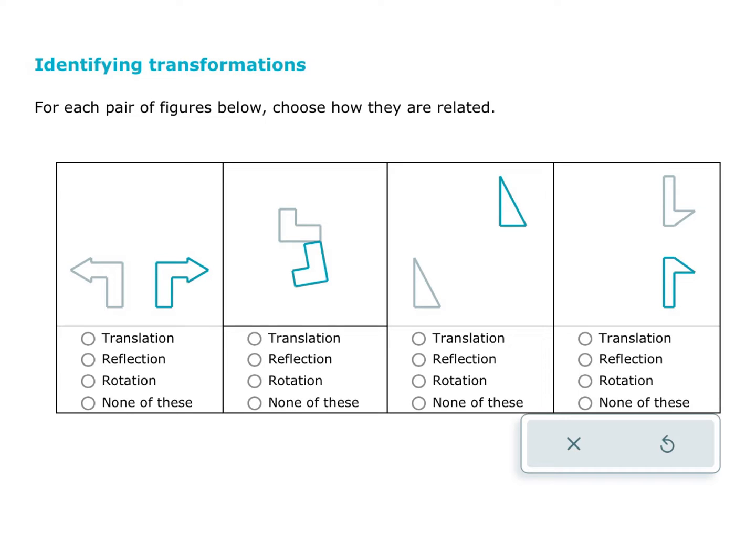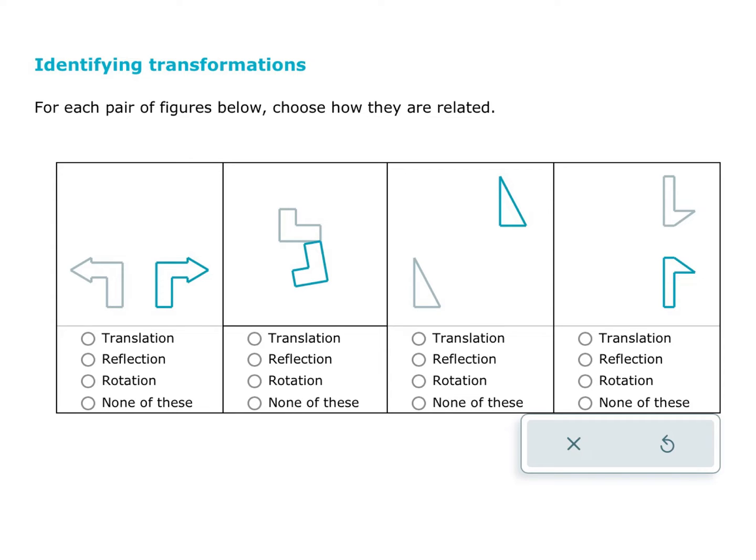This topic is identifying transformations, and a transformation is just a change that we make to some sort of figure. So there's three transformations we're going to look at here. One is called a translation, which is a slide. One is called a reflection, which is a flip. And one is called a rotation, which is a turn.